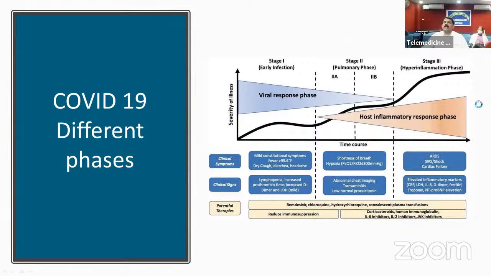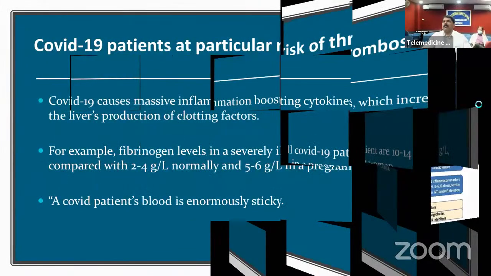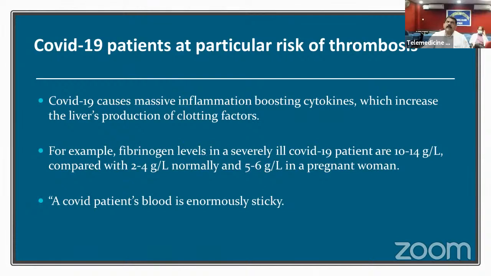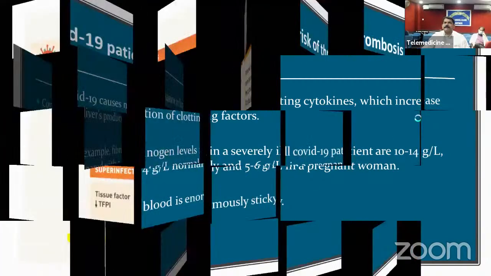So this is the classical phase of COVID-19, and these patients are at particular risk of thrombosis because it causes massive inflammation, boosting cytokines which increase the liver's production of clotting factors. The fibrinogen level in a severely ill patient is usually 10 to 14 gram per liter, when in a normal person it's 2 to 4, and in a pregnant woman it increases to 5 to 6. So the blood is almost sticky in these patients.